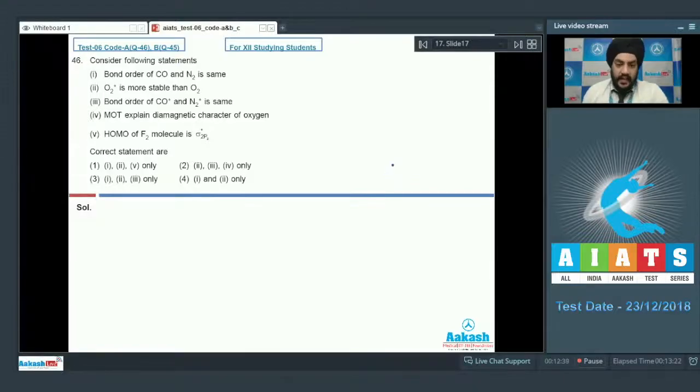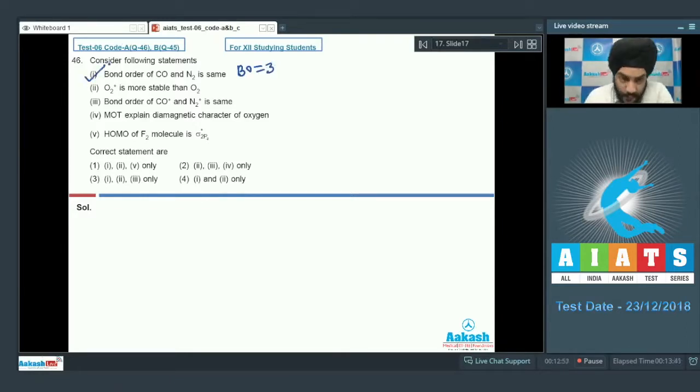Question number 46. Consider the following statements. In the first statement, we have bond order of CO and N2 is same. So students, CO and N2 are both isoelectronic and both of them have the same bond order equal to 3. So the first statement is correct.